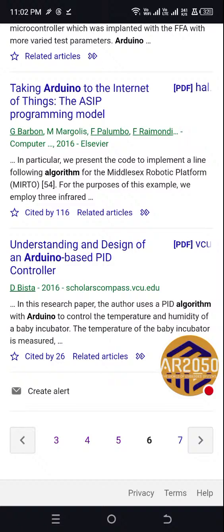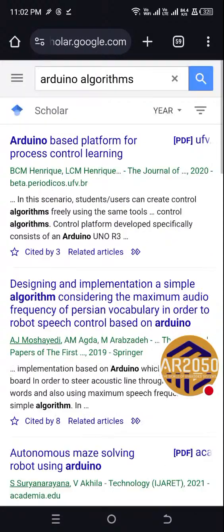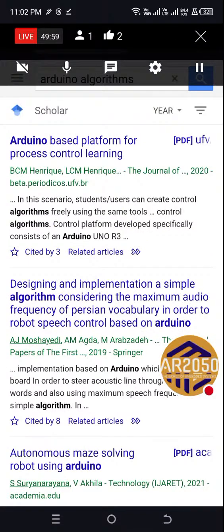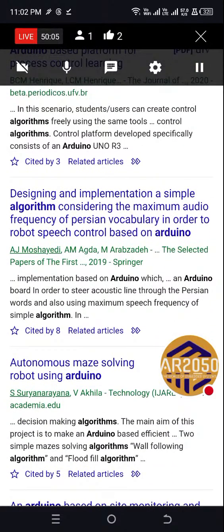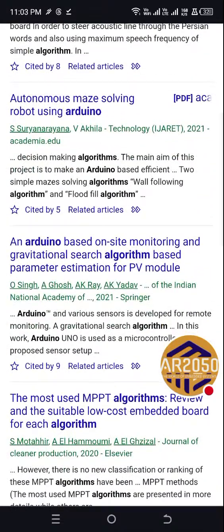Understanding the design of the Arduino based PID controller. Nope, we don't want that. Autonomous maze solving robot.